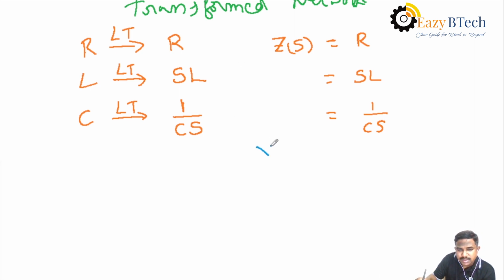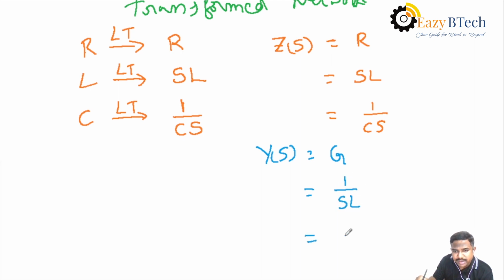Suppose the element is admittance, then the term should be changed to G. G is nothing but conductance, that is 1 by R. Suppose for inductance, it is the reverse, 1 by SL. For capacitance, it is C into S when all elements are calculated in admittance form. These are the transformed elements in the form of impedance as well as in the form of admittance.